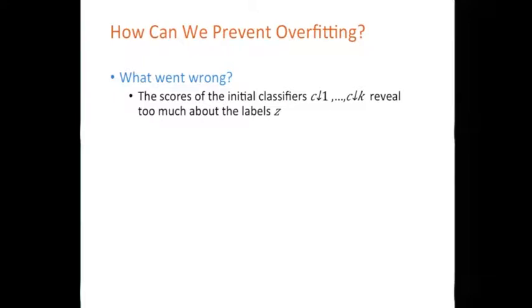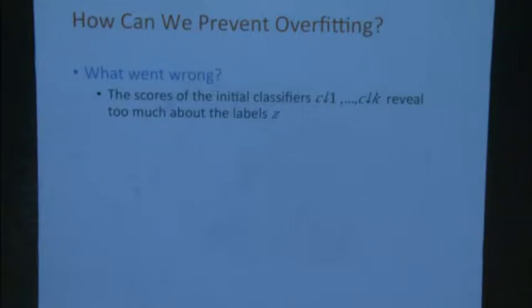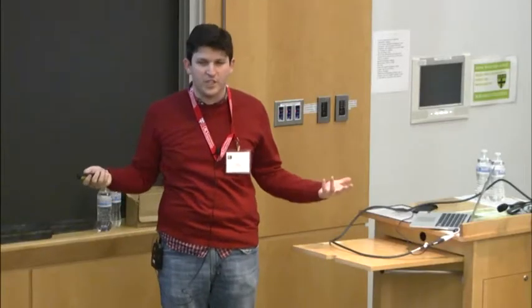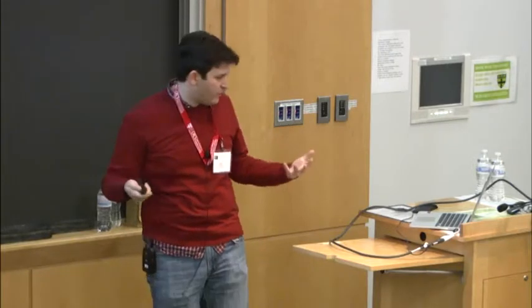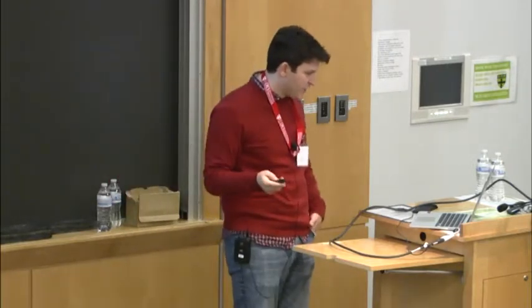And somehow, just based on the scores, I was able to find a new classifier that labeled 64% of the labels correctly. And if I had taken a large enough k, I would have eventually learned 100% of the labels. So the problem is that the scores of the initial classifiers are actually revealing a lot of information about the labels that I can use to come up with a new kind of obnoxiously chosen classifier.